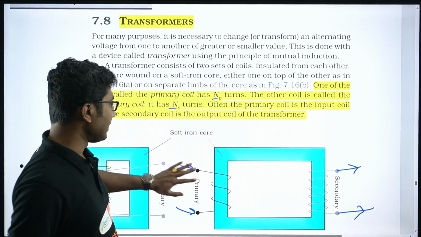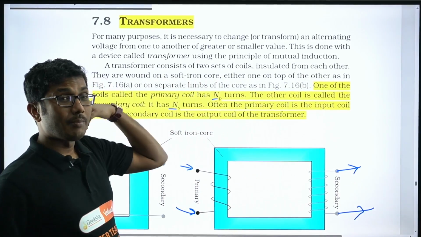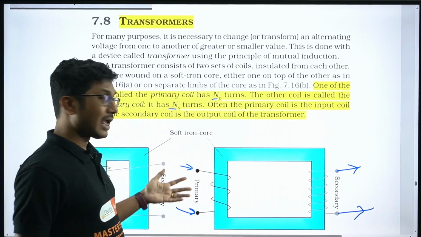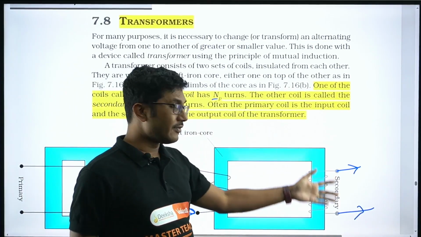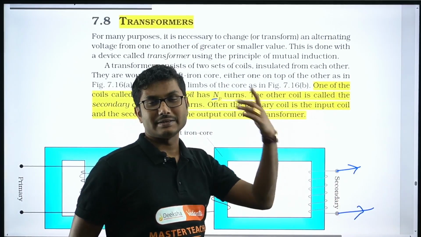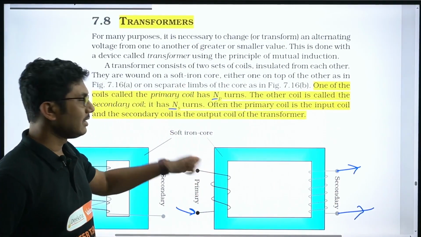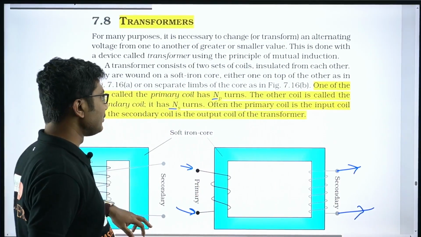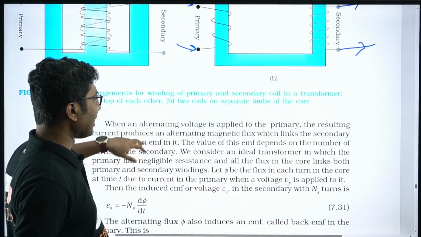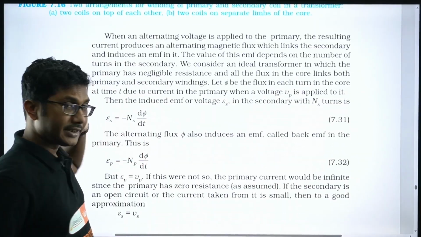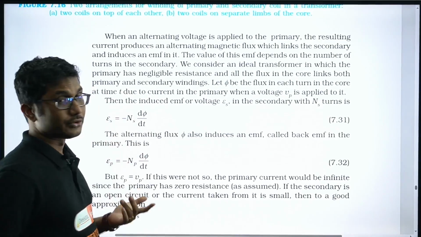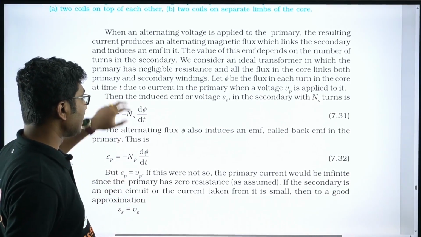So power coming from the power station goes into the primary, from there it is converted into the secondary, and the secondary sends this to our home. Basically, most of the transformers that we use in our locality are step down transformers. Step up transformers are used in the source power station, where the power is generated.